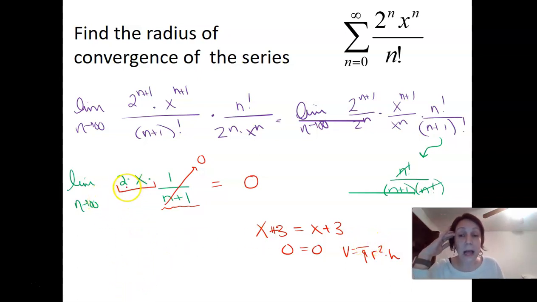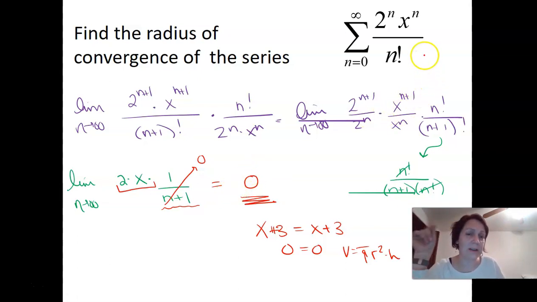Here, I have a limit where the x fell out. I don't have an expression for x anymore. That's math's way of telling us that the x doesn't matter at all. So the ratio test is saying, I have a value less than 1. That's convergence. And the fact that the x fell out is telling us it's going to converge. I don't care what x is. Doesn't matter what x is.